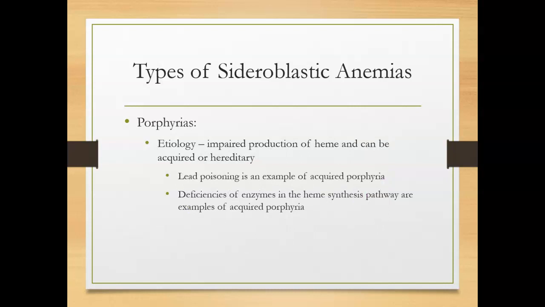The next type is a porphyria. A porphyria is considered a sideroblastic anemia. With this one, we see impaired production of heme, and it can be acquired or hereditary. Lead poisoning can be an example of an acquired porphyria, and we can see deficiencies of enzymes in the heme synthesis pathway. So as we've learned in the past about the synthesis of heme and the different steps, there may be an enzyme from the conversion of one to the other that can cause a problem.